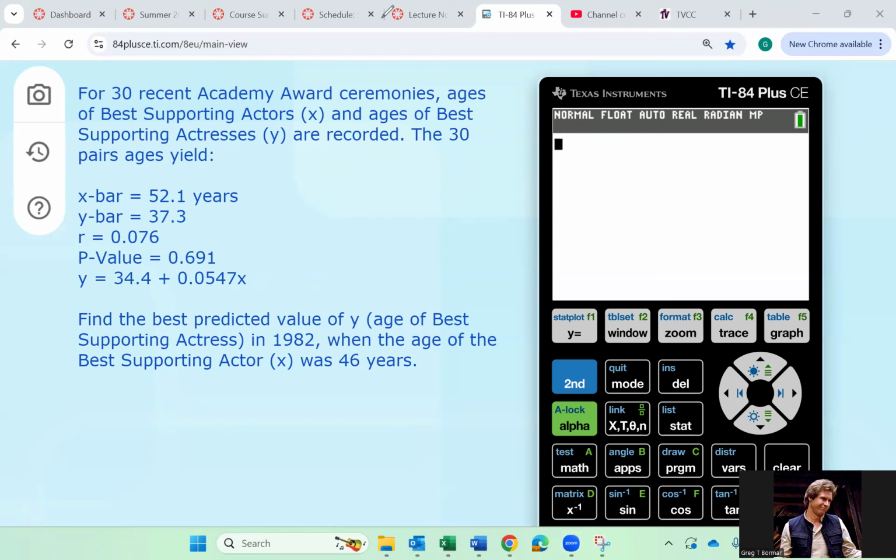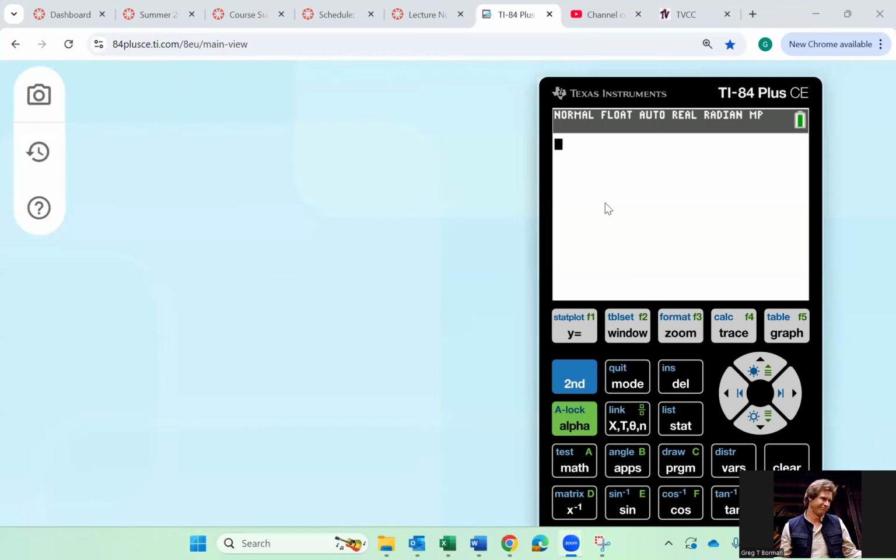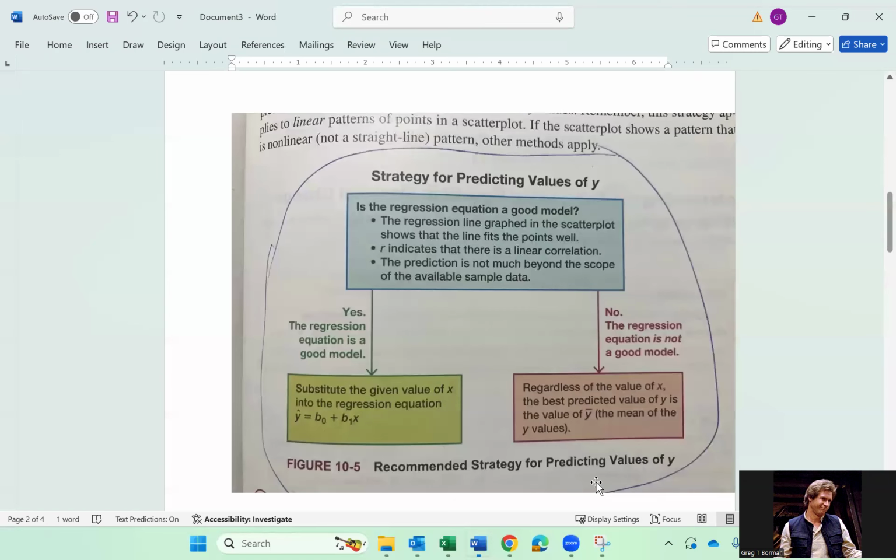Okay, so let's go back to the flow chart. The first bullet: no conclusion, because they didn't give us data for a scatter plot. Second bullet: it definitely looks like there's no correlation. Third bullet: the prediction is not much beyond the scope of the available data. That's nice, but the second bullet still strongly suggests that there's not a good linear correlation. So we're going to go with no. It doesn't appear to be a good correlation. The equation is not a good model.